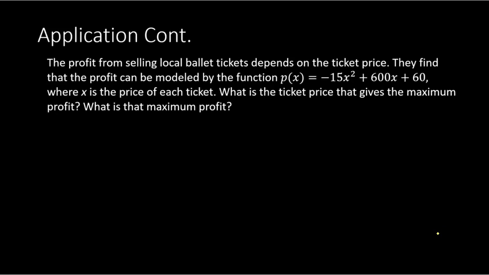Here it says the profit from selling local ballet tickets depends on the ticket price. They find that the profit can be modeled by the function p of x equals negative 15x squared plus 600x plus 60, where x is the price of each ticket. What is the ticket price that gives the maximum profit? And then what is the maximum profit?